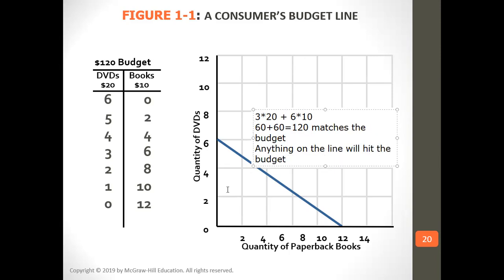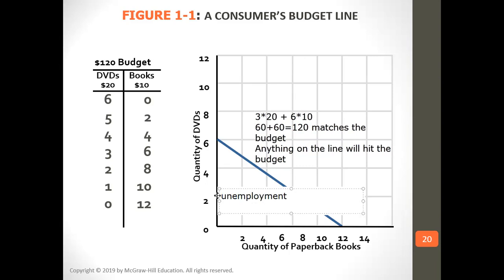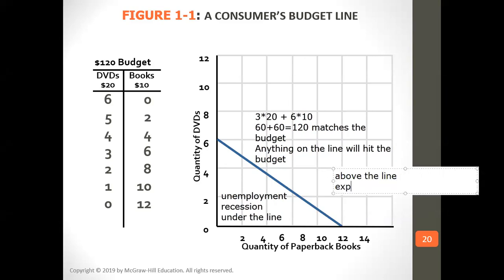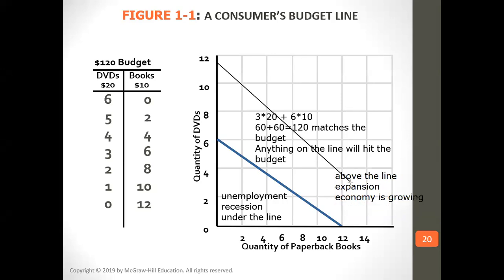But anything under the line will be under the budget, and you don't want that, because there's going to be unemployment if you're under the line. It's probably a recession because they're not using resources to the maximum. If you're on the line, then the economy is probably doing well. And if you're above the line, it's probably an expansion, the economy's growing. If the line shifts out, that means the economy's growing.